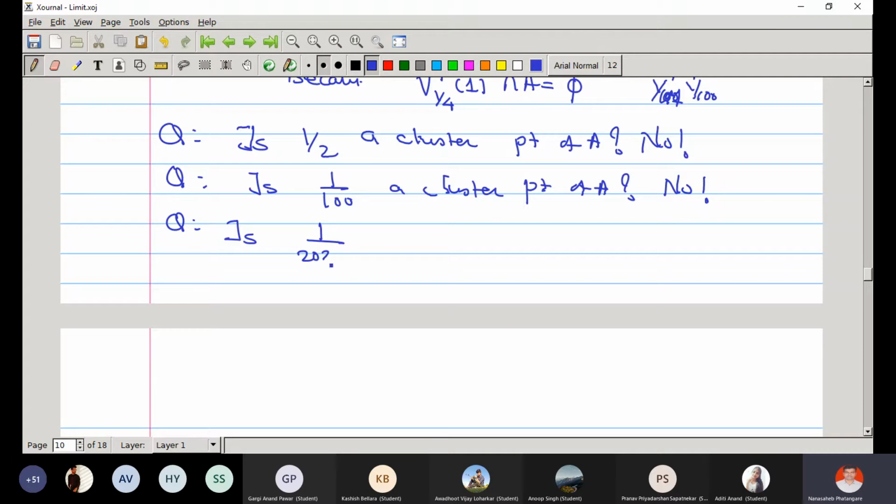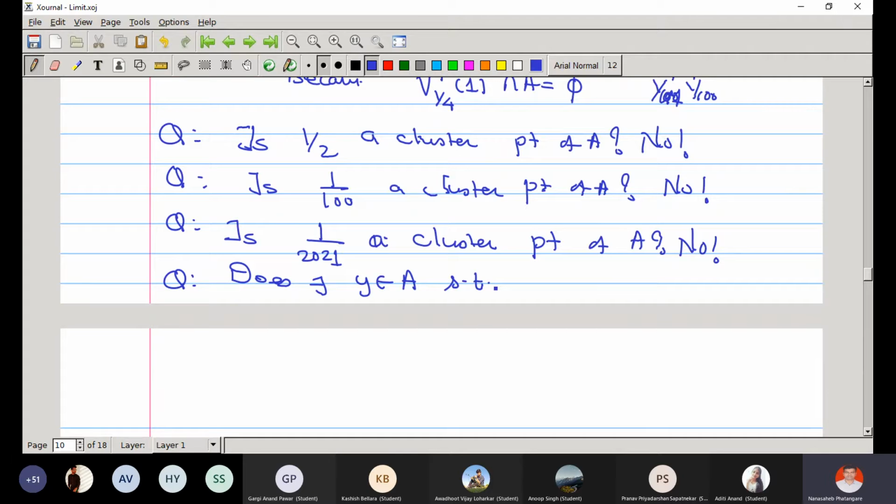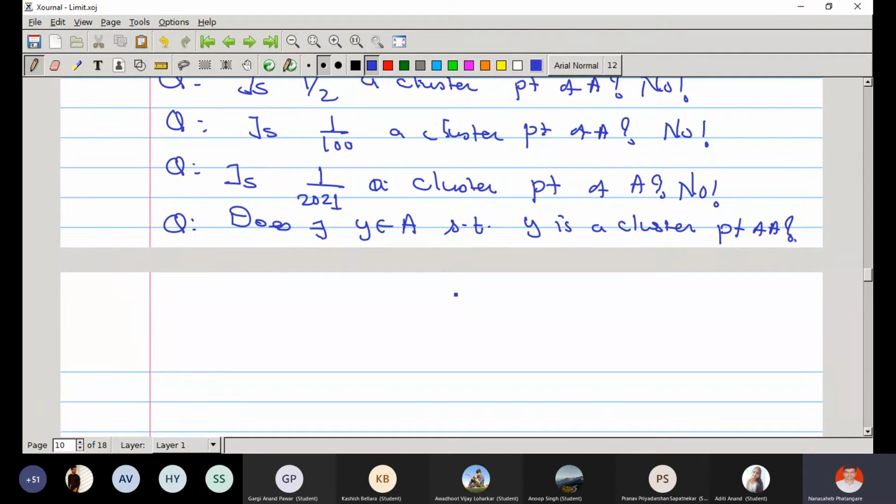So isolation is there. Is 1 upon 2021 a cluster point? No, sir. Okay, so the answer is of course no. Same reason. Now the next question: does there exist y belonging to A such that y is a cluster point? No, sir. So can you produce any member of A which is a cluster point of A? And the answer is no.